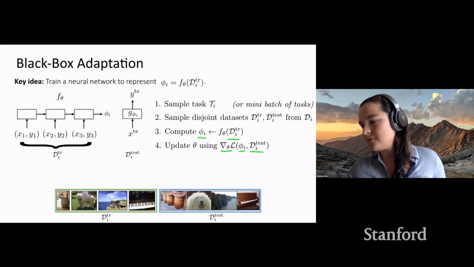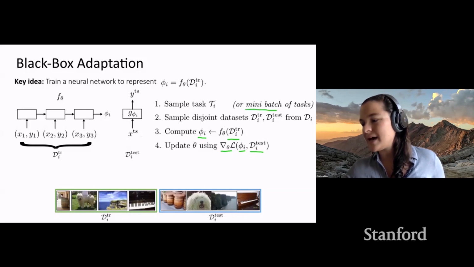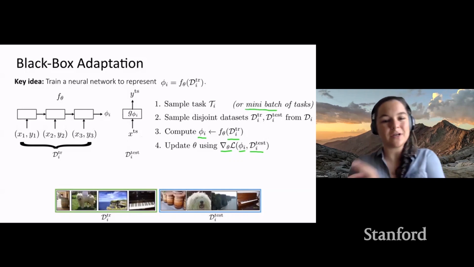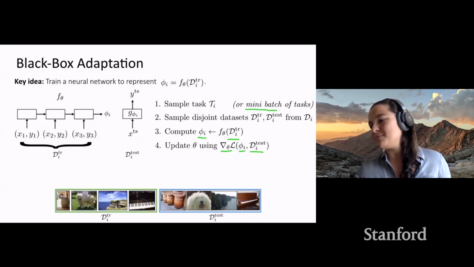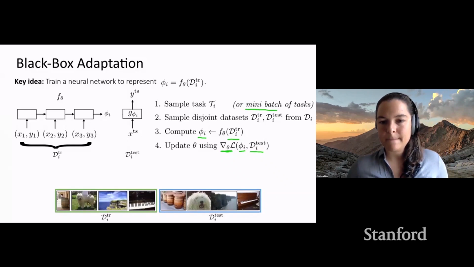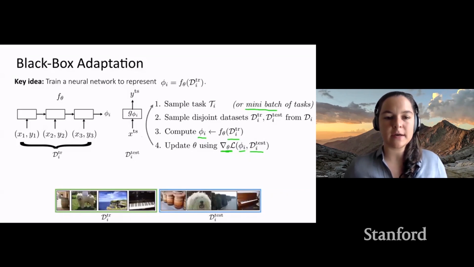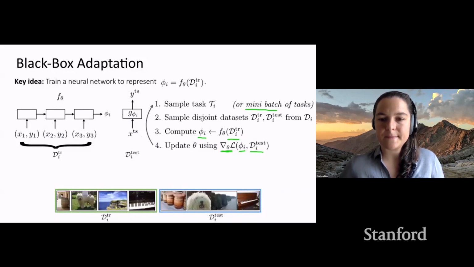If you have just a single task that you sampled, then this gradient will just be with respect to that one task. If you use a mini batch of tasks, then you'll compute the gradient for each of these tasks, compute the meta gradient with respect to the meta parameter theta for each of the tasks, and use that to update theta. And then you'll iterate this process, iteratively updating theta based on the task that you sample.